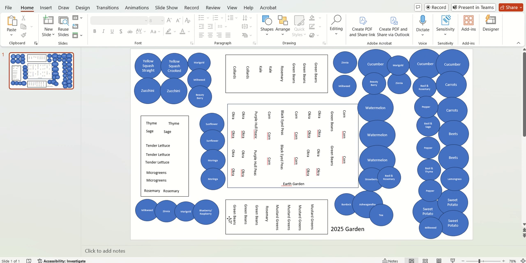Other things to consider is closeness to your dwelling. So this bed backs up to the house, and then we have a patio for more plants. So I don't have the patio plan listed here yet, but it's easy enough just to create another slide for the patio plan of potted plants.